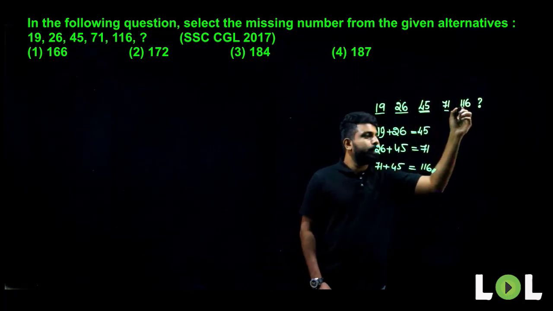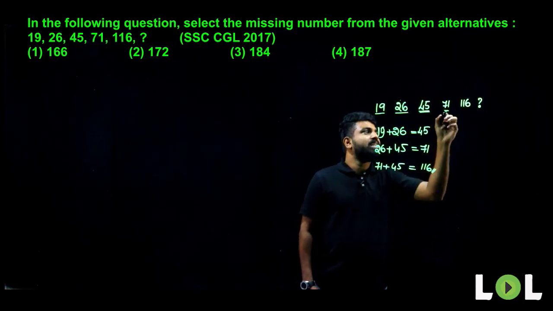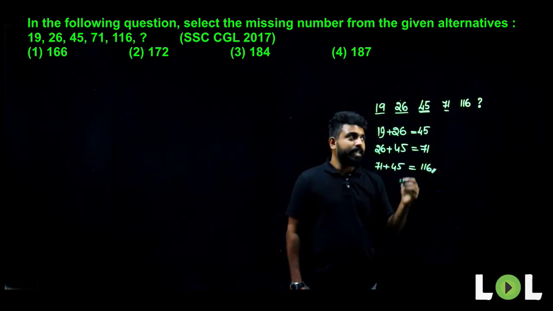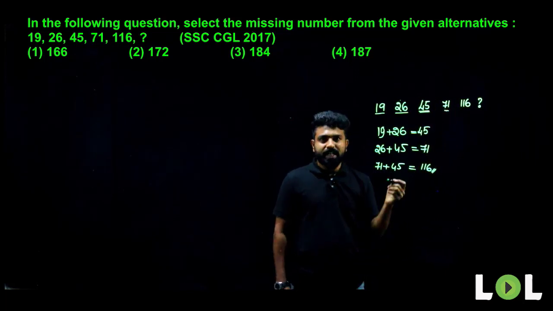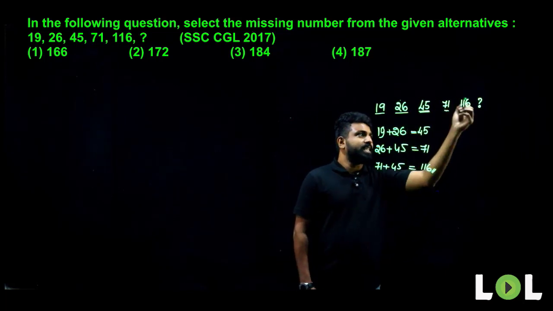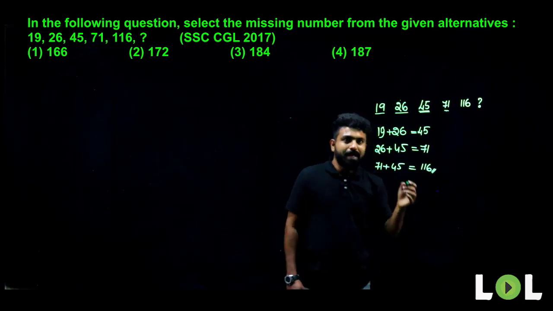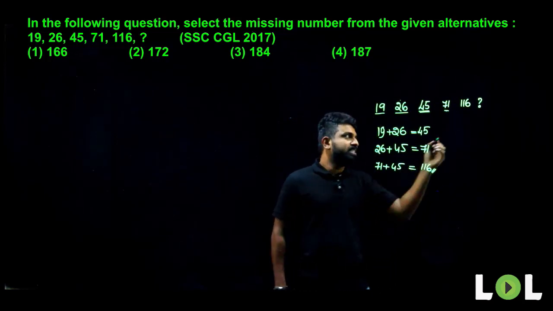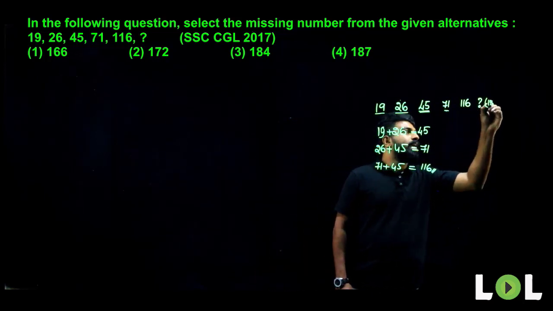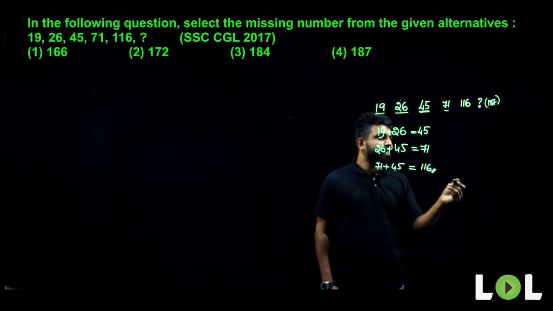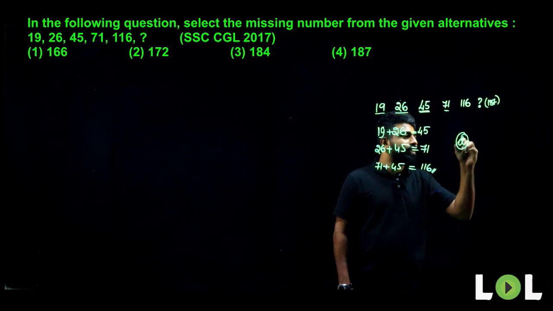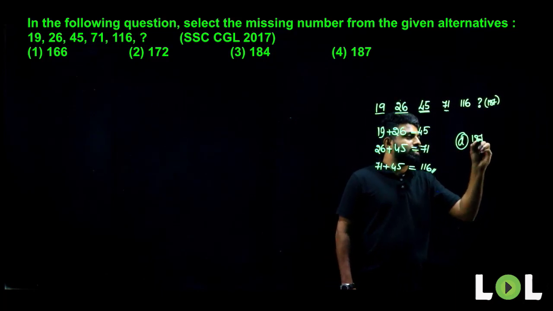How do I get my missing term here? I need to add 71 to 116. If I add 71 to 116, what do I get? 116 plus 70 gives me 186. 186 plus 1 gives me 187. So my missing term here is 187. Do we have that in our options? Yes, option D, 187 will be my final answer.